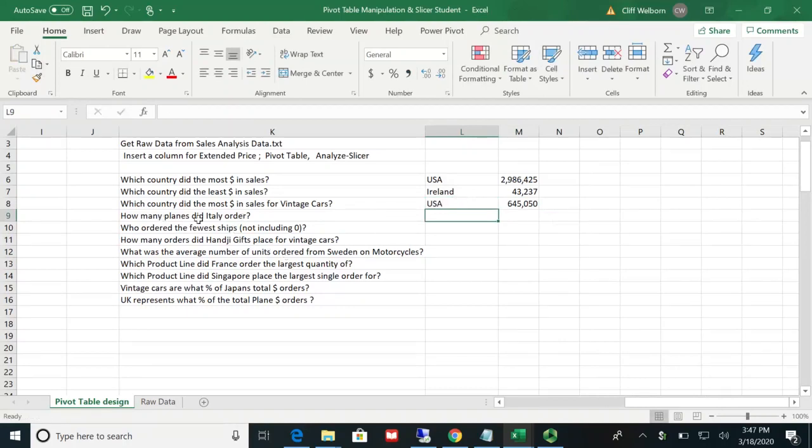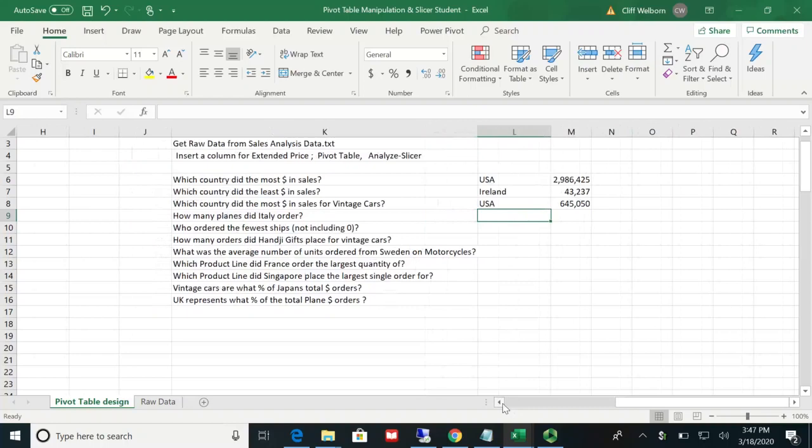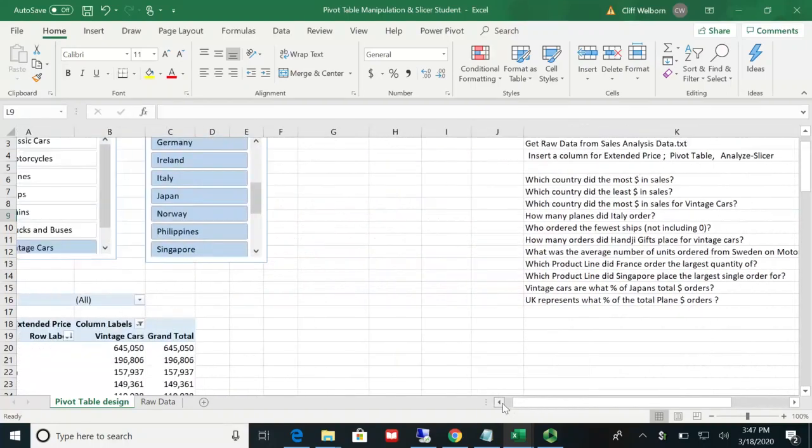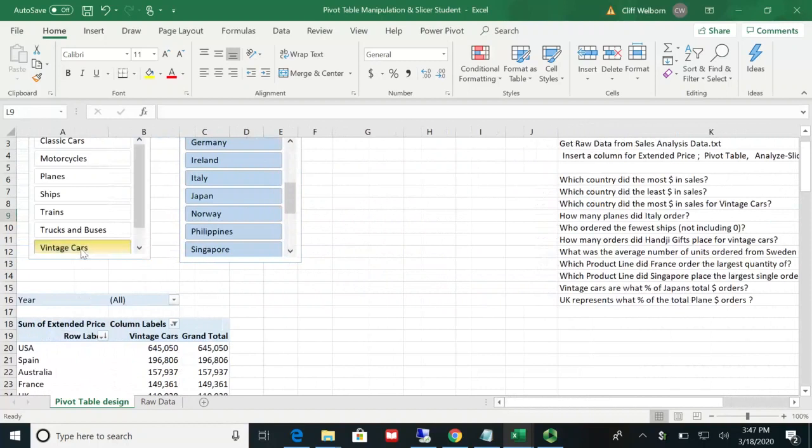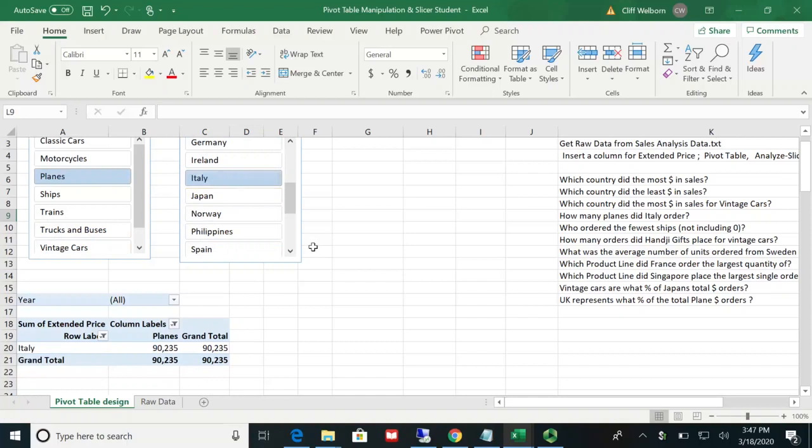All right, how many planes did Italy order? So again, let's think about that. How many planes did Italy order? So we're not interested in vintage cars anymore. We're interested in planes, and we're interested only in Italy.